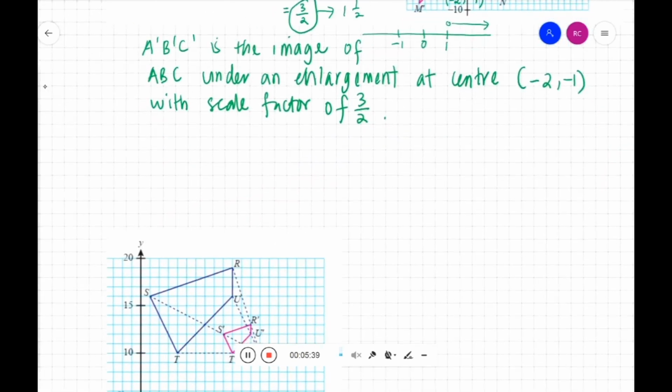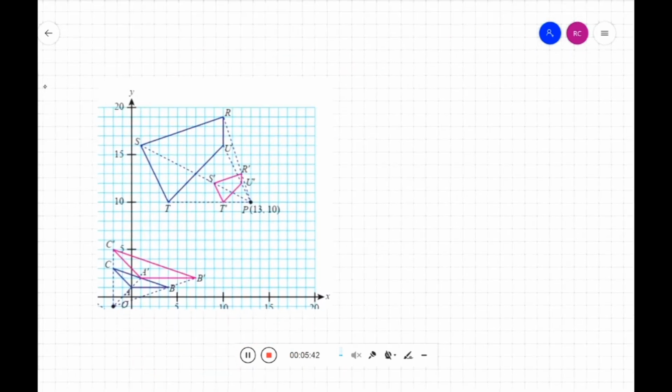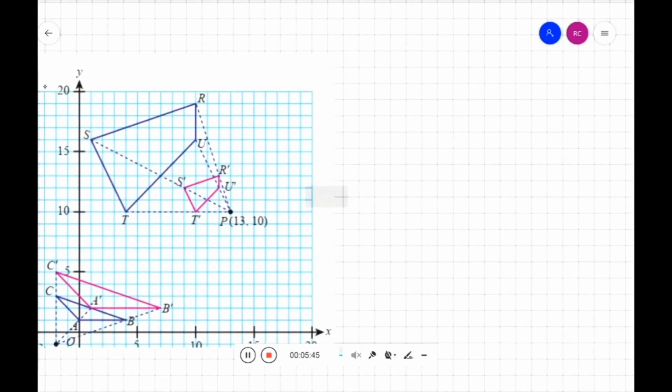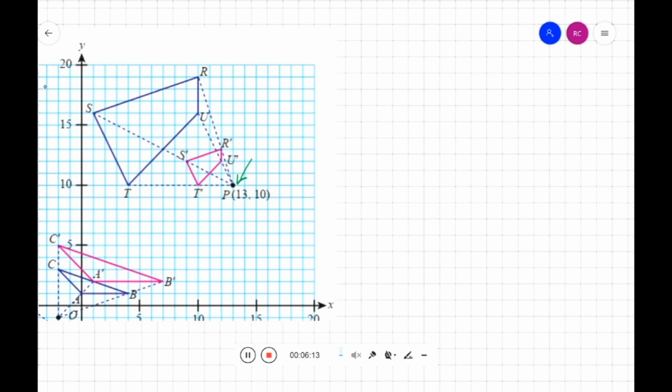Okay, so for object RSTU, if we have joined up all the corresponding vertices, we will see something like this. It's in your book. So actually, all of you have to join up using the dotted line, not the solid line. So after we join up RSTU with R prime, S prime, T prime, U prime, the smaller one over here, make sure you join with the corresponding vertex. So we will find the point. Okay, this is the center of enlargement, that is (13, 10). So you just need to refer to your coordinate over here. It is 13, and then this one is a 10. So you found the center of enlargement already.